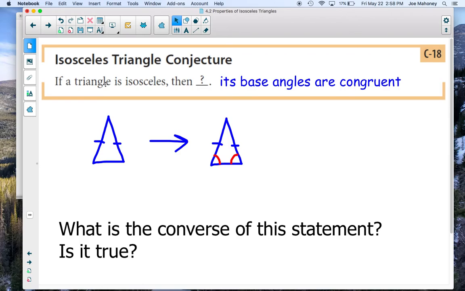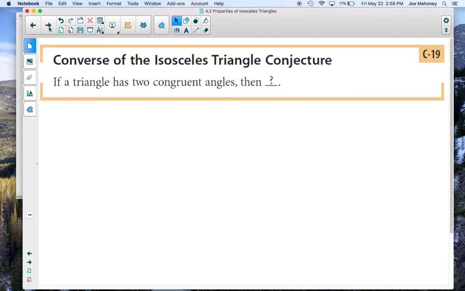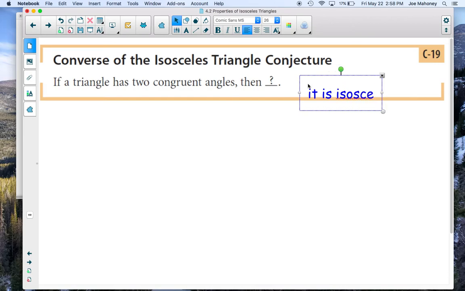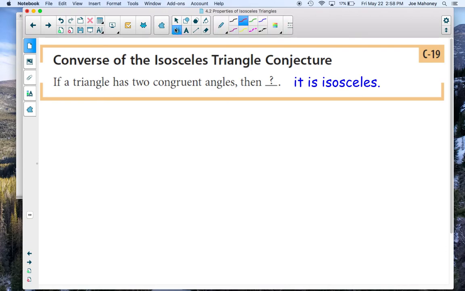So maybe we want to say something like, if two angles of a triangle are congruent, then the triangle would be isosceles. And indeed, that's the one that's true. If a triangle has two congruent angles, then it is isosceles. Indeed so.